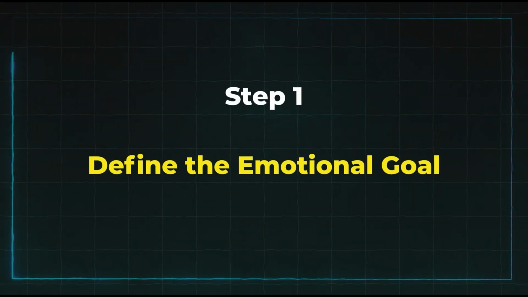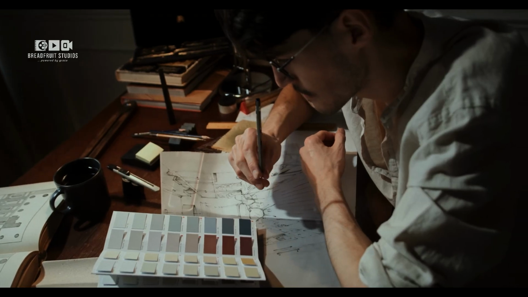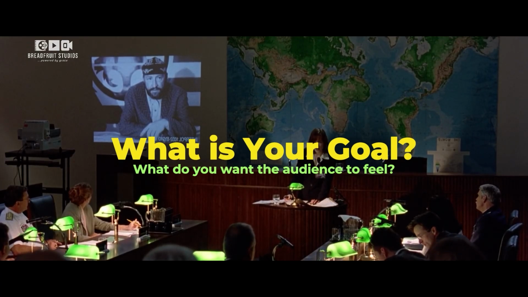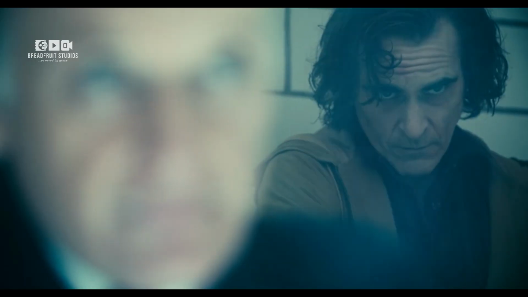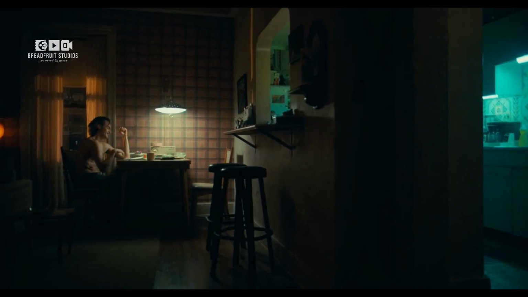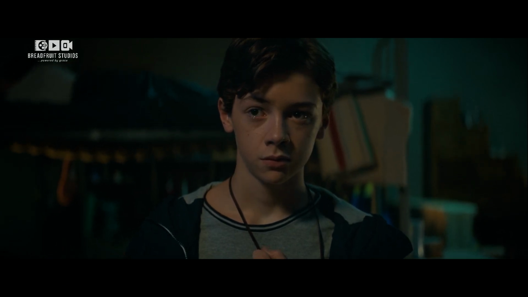Step 1. Define the emotional goal. Start with a feeling. Before you even choose a color, ask, what do I want the audience to feel in this scene? Is it grief, triumph, or isolation? Be specific. If you can name the emotion, you can find a color that speaks it.